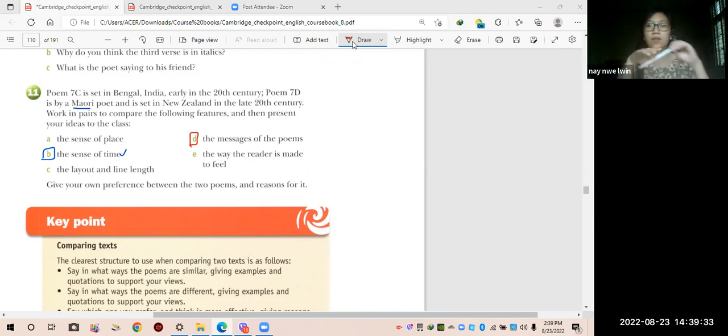In my opinion, the messages of the poems are different, as the lemon tree poem is about appreciating nature and the friend poem is about a friendship that has fallen ill over time. Okay. So they are different.